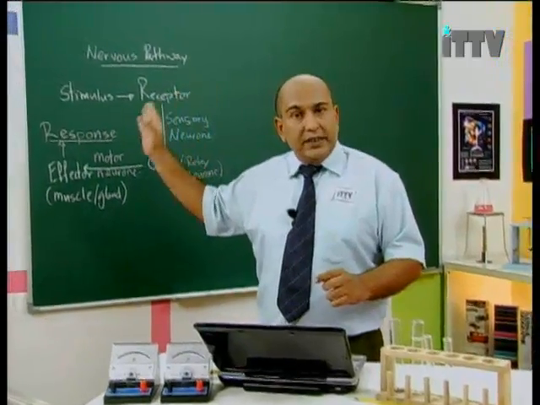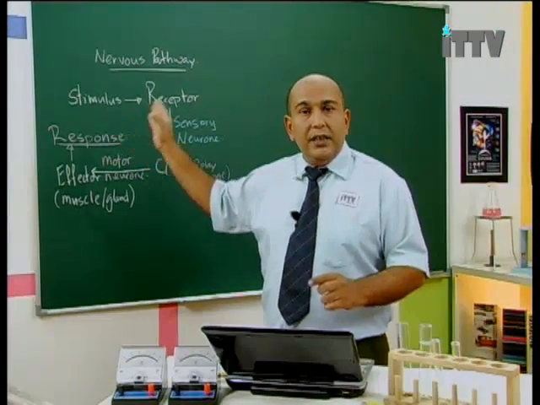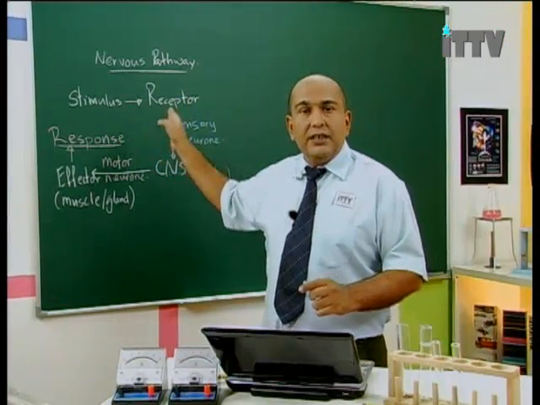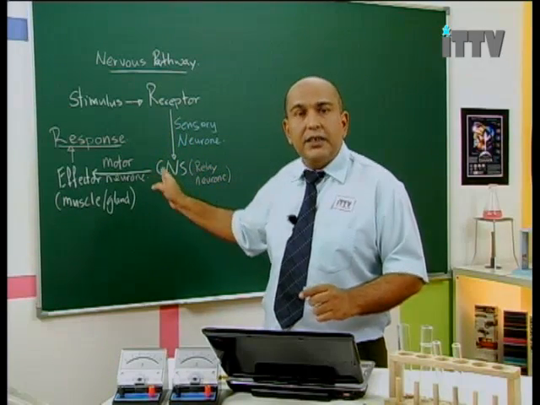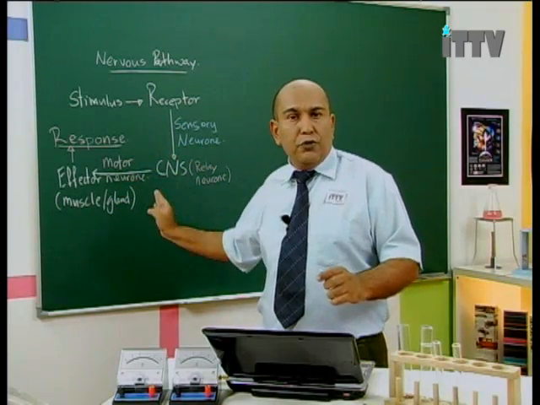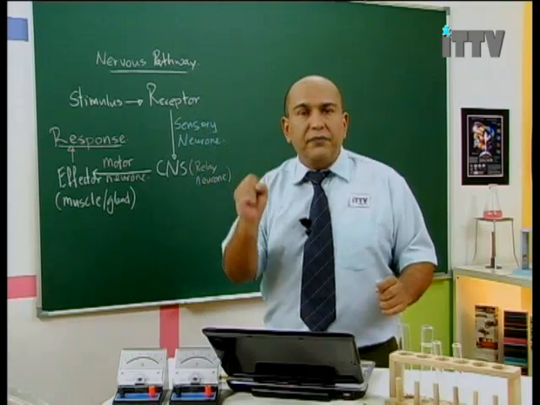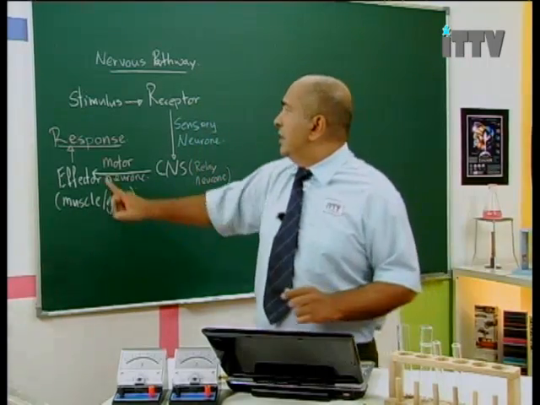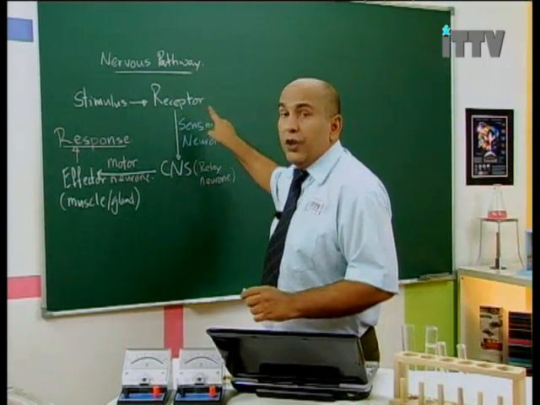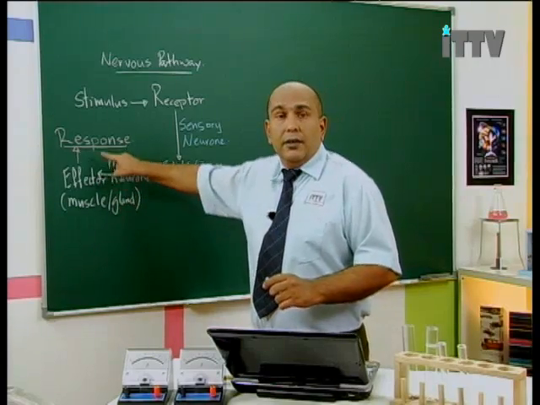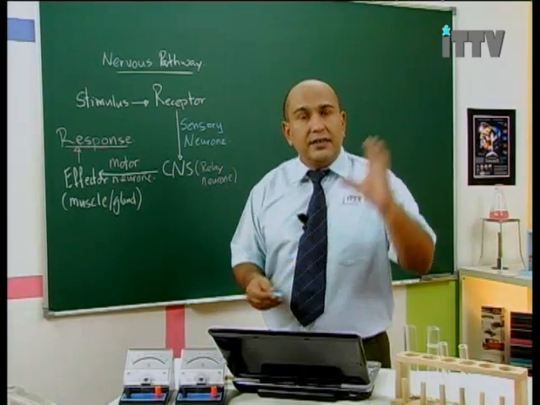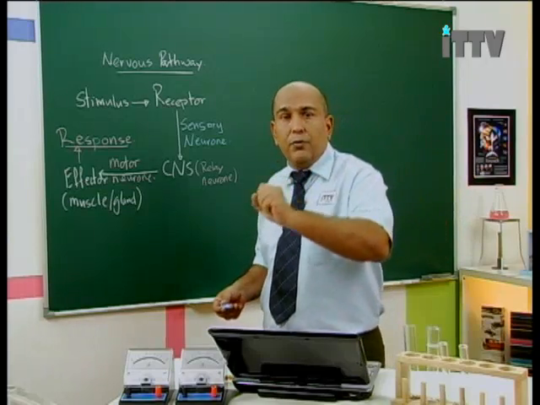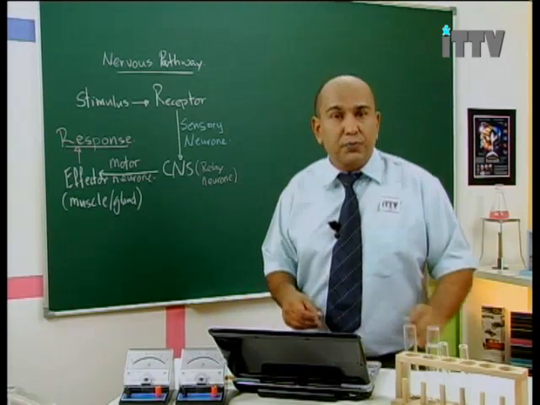Stimulus, receptor. Receptor, sensory neuron. Sensory neuron, CNS. CNS, motor neuron. Motor neuron, effector. Effector, response. We flow through the whole nervous system, making sure that the stimulus has the right and appropriate response.